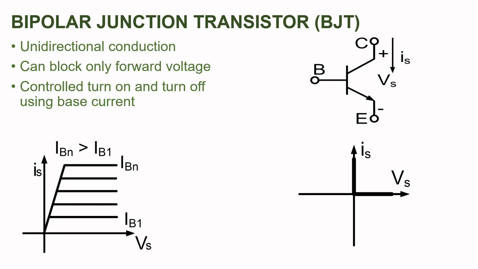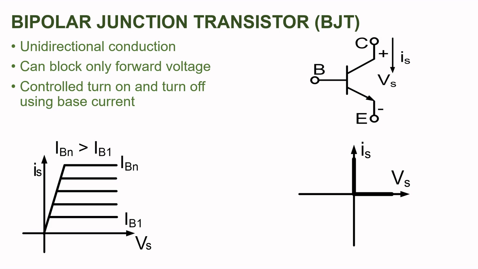But the main advantage of BJT is a fully controlled device. Both turn on process and turn off process of BJT can be controlled by using base current. Whenever base current is given, BJT will start its conduction. Whenever the base current is removed, the BJT will stop its conduction.